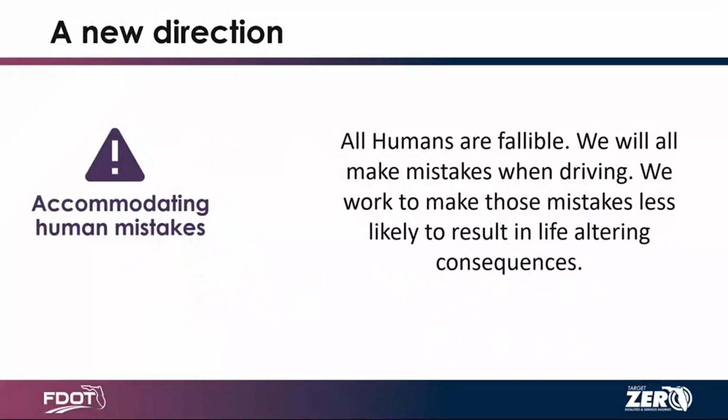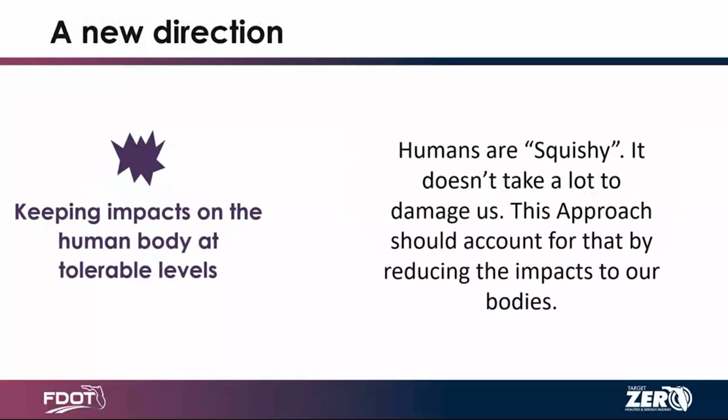So we go into our work understanding that humans are fallible and we all make mistakes, right? So we want to have safe road users, but we want to, as designers and managers of the system, be aware that humans will make mistakes, and how can we accommodate those mistakes as best we can so that they don't result in life-altering consequences. And as Nathan said a couple of times last week, humans are squishy. So I want you to remember that. Humans are squishy. It doesn't take a lot to damage us. So our approach is to manage those impacts on human bodies.